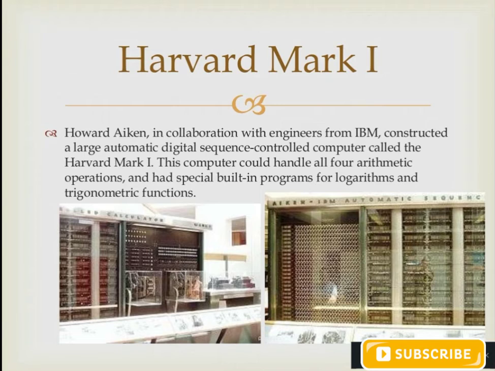Next is Harvard Mark I. Howard Aiken, in collaboration with engineers from IBM, constructed a large automatic digital sequence controlled computer called the Harvard Mark I. This computer could handle all four mathematical operations and had special built-in programs for logarithm and trigonometric functions.